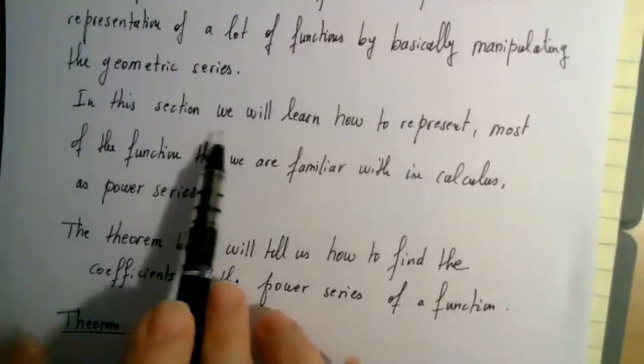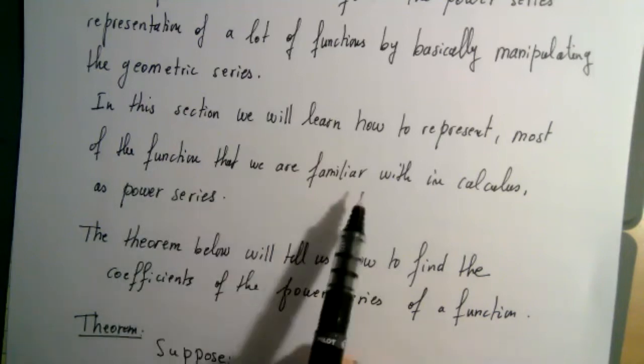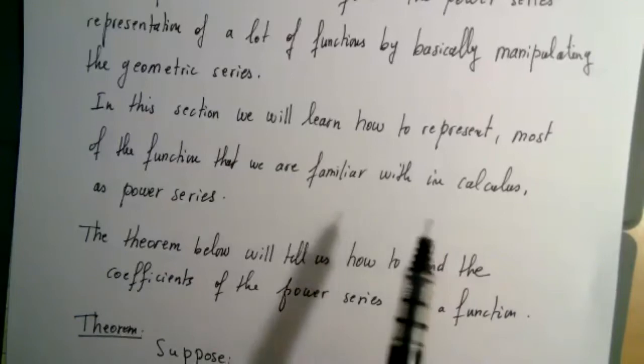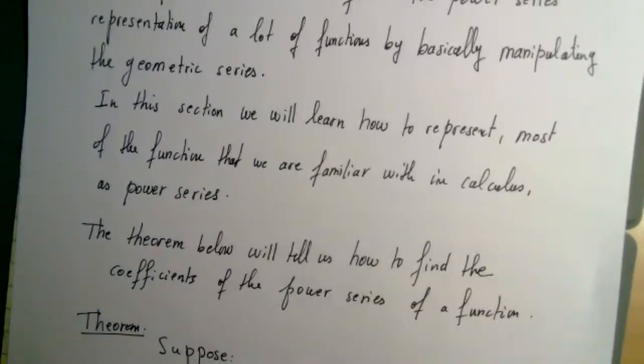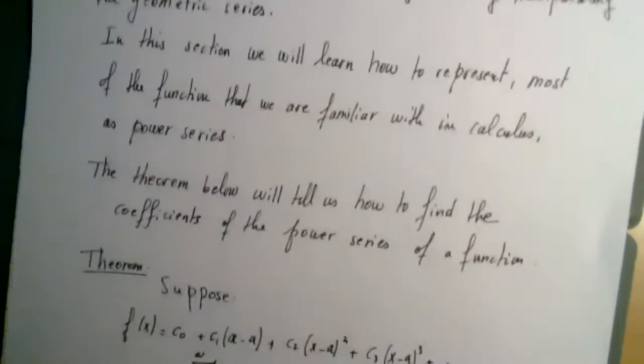So I'm going to state the first theorem of today, and we're going to work with them. So this is the first idea. In this section, we're going to learn how to represent most of the functions that we are familiar with in calculus. And I mean it. What are the most familiar functions? e to the x, cosine x, tangent x. Those are the functions we're familiar with as a power series. So we're going to work with something we actually know.